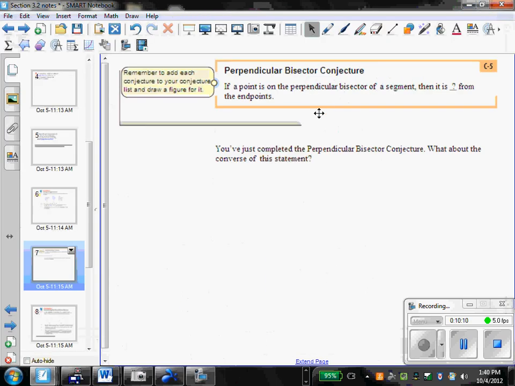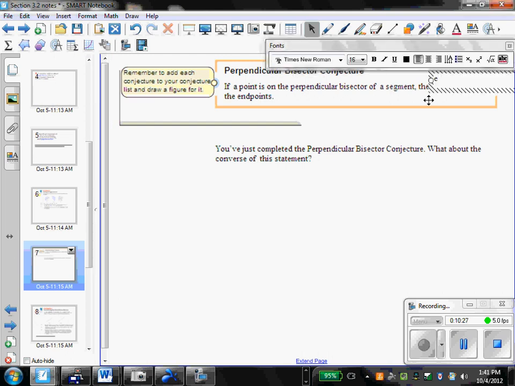So to complete our conjecture, if a point is on the perpendicular bisector of a segment, then it is equidistant from the endpoints. So you will want to fill in the word equidistant.